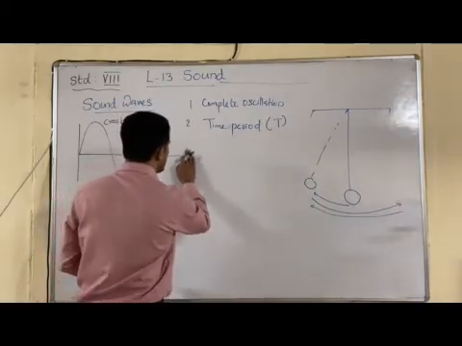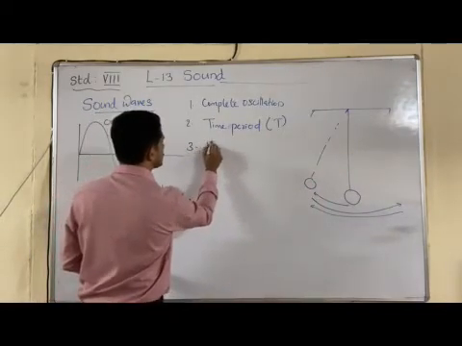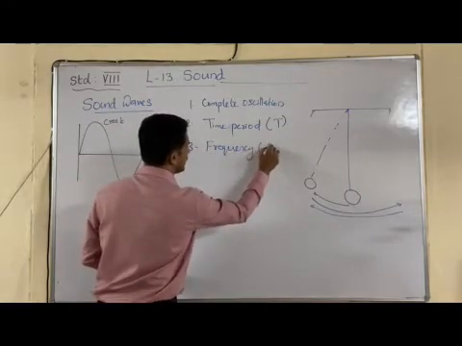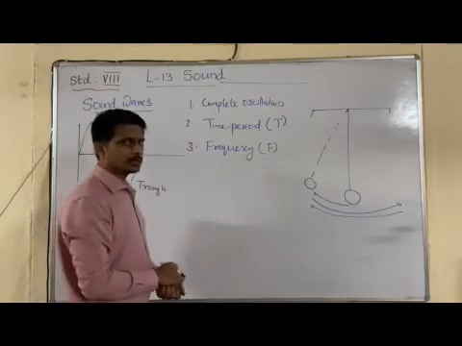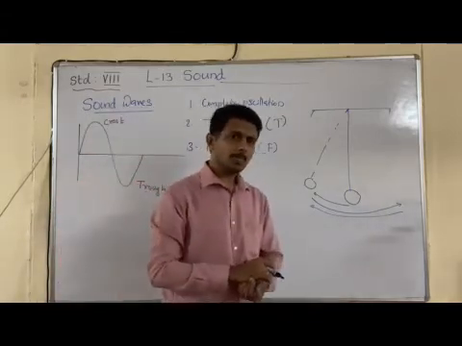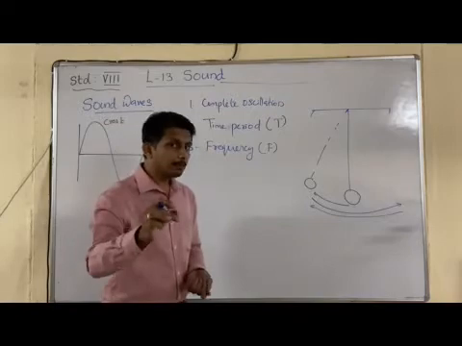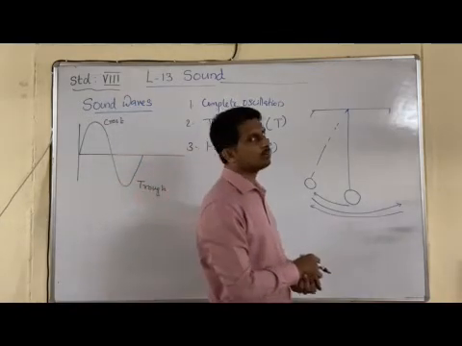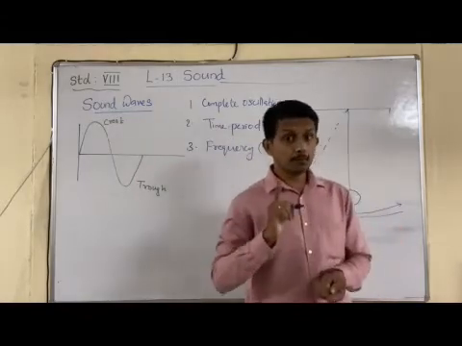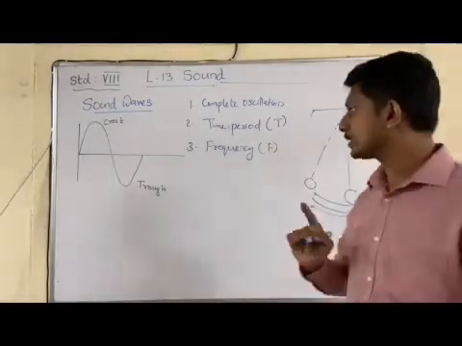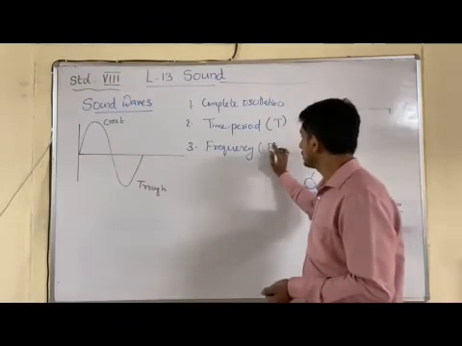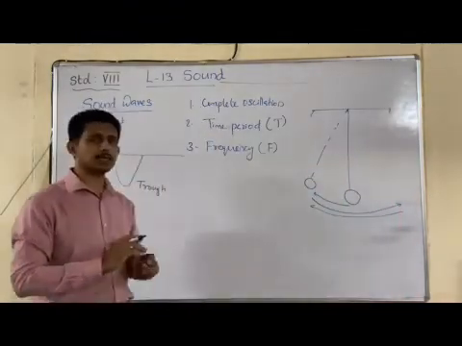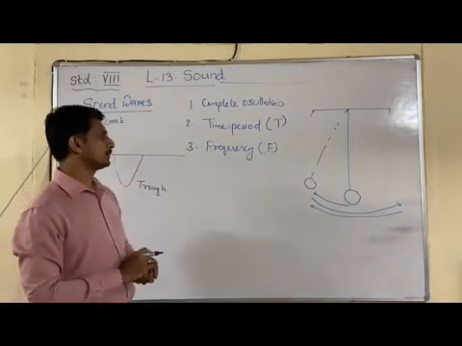Along with this we have to understand one more term, the frequency of oscillation. Frequency is represented by f. What is frequency? How many oscillations are possible in 1 second? Or we can say the number of oscillations in 1 second is known as frequency. It is represented by f.